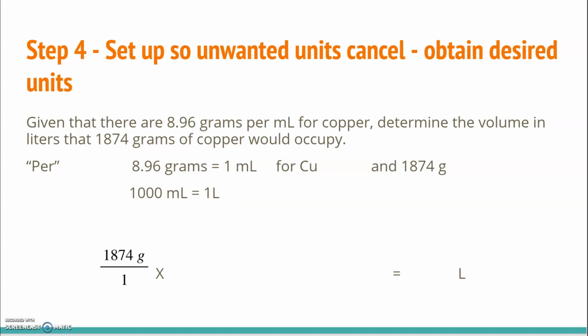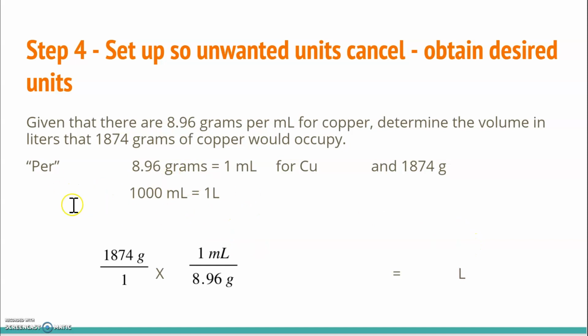So now, step 4, we're going to actually set up that path that I just described. We want to cancel the unwanted units, and we want to obtain the desired units. So I want to cancel out the grams, and I want to get to liters. I can't do it just with one fraction. I'm going to have more than one fraction. So which one am I going to use first? I'm going to use 8.96 grams equals 1 milliliter. And you have to decide where you're going to put the grams, on the top or the bottom. So hopefully this is what you thought. You're going to put this on the bottom. 1,874 grams, 8.96 grams goes on the bottom, and the grams will cancel, and I have milliliters.